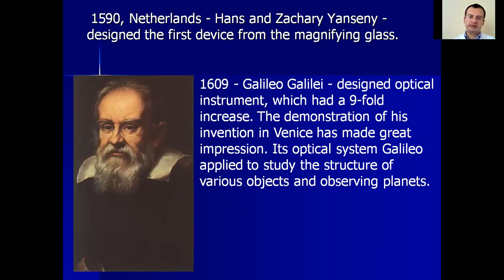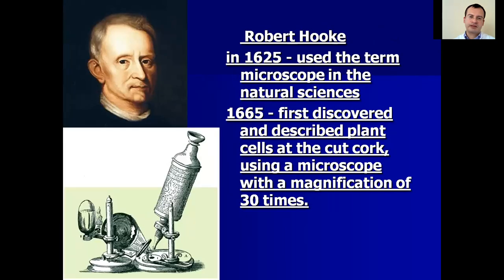Galileo Galilei designed an optical instrument which had a nine-fold increase. The demonstration of his invention in Venice made a great impression. Galileo applied his optical system to study the structure of various objects and to observe planets. Robert Hooke used the term microscope in natural science. He first discovered and described plant cells in a cork, using a microscope with a magnification of 30 times.